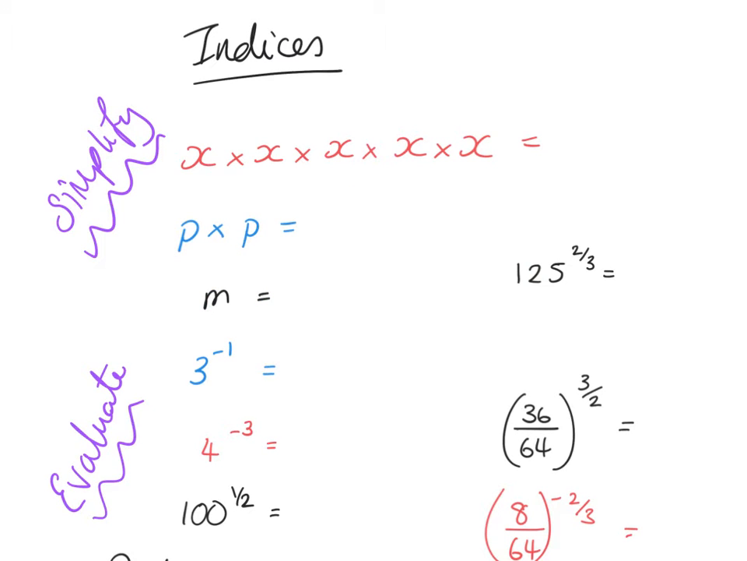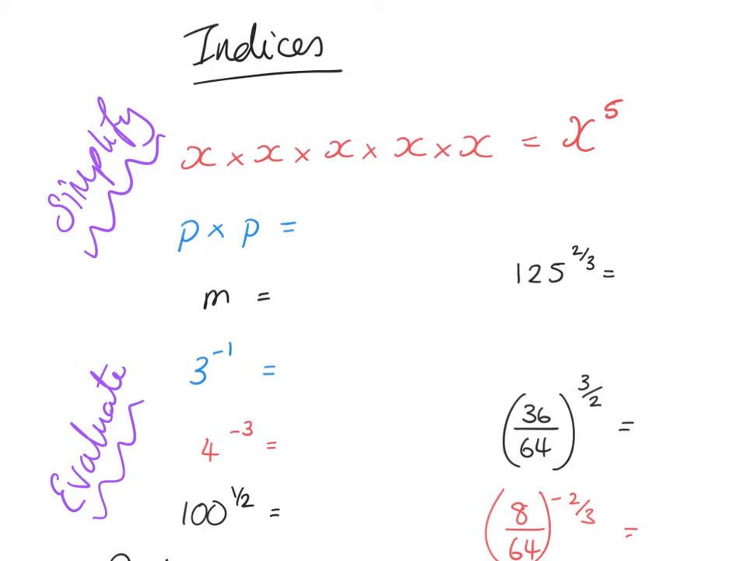So in this video we're going to look at indices, which is the small number next to a letter or a base value, and we can abbreviate things when we've simplified things down to make life easier. So the first example here, we can see that there are 5 x's all times together, so I can put x to the power of 5. This only works when everything is being times together.